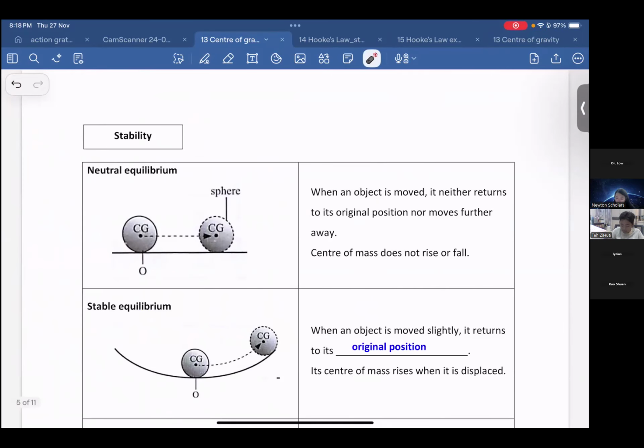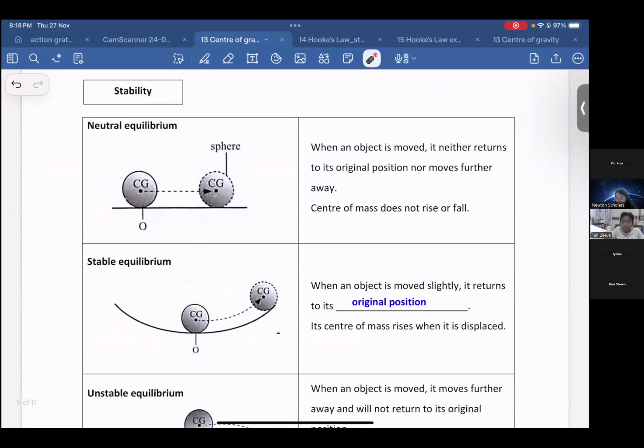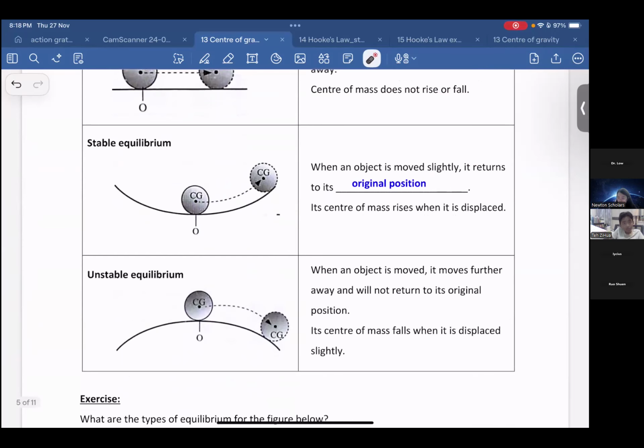So for here, neutral equilibrium is when we push the object, it neither returns to its original position nor moves further away. The center of mass does not rise or fall. So you see, no matter how we push it, it moves, but the center of mass still remains at the same height. For stable equilibrium, we push it a little bit, and it will go back to its original position. So we say this is stable equilibrium. The center of mass rises when it is displaced, but after that it will go back.